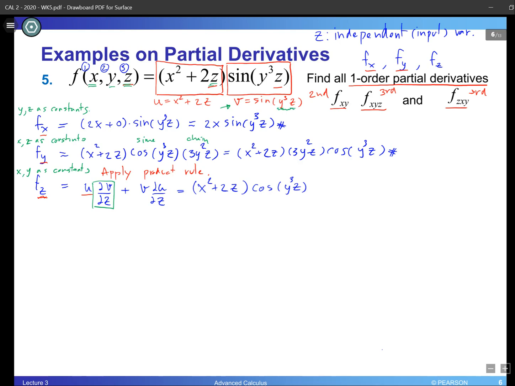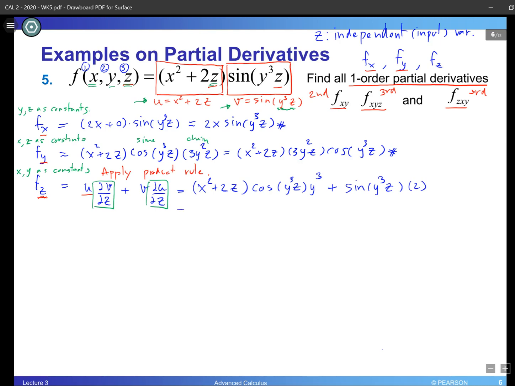Diff that with respect to z, I get y cubed out of that. Alright, now plus v du. Now v, I take the whole thing here, v is sine y cubed z. And then I need to find this du by dz. So I need to look at this and differentiate this with respect to z. And this one is easy because I get 2 out of that, du by dz.